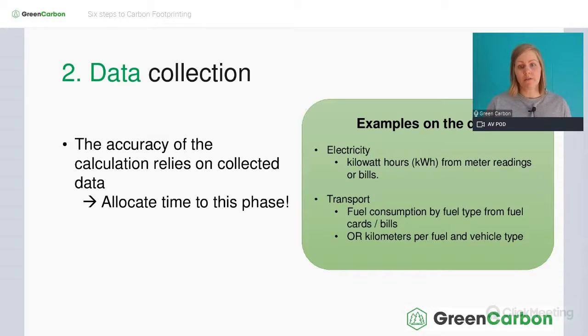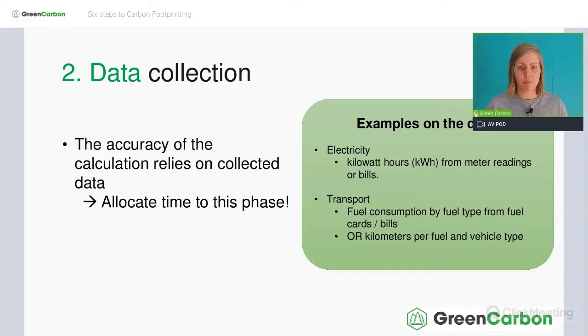So when you have the boundaries, you have decided, okay, we're going to include these emission sources. Then you start to collect the data. And I just want to highlight that the accuracy of the calculations relies a lot on the collected data. So allocate time to this phase, especially if you are doing this for the first time, it may take time to figure out where to find this information. But also develop a method for the following years for how the data is collected, also during the year, maybe not just before the calculation begins.